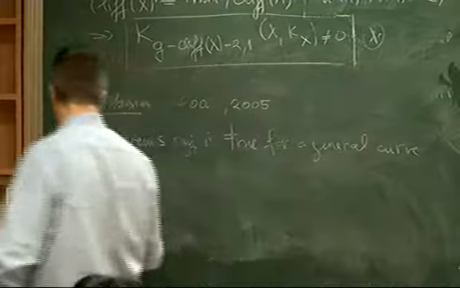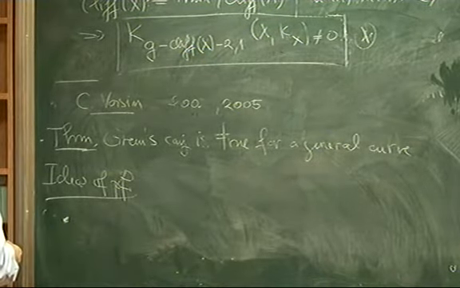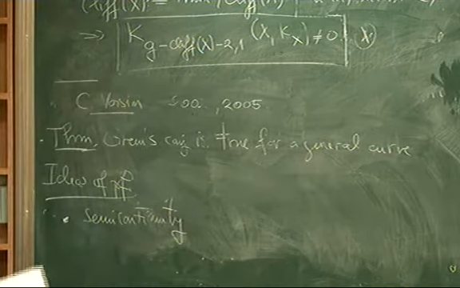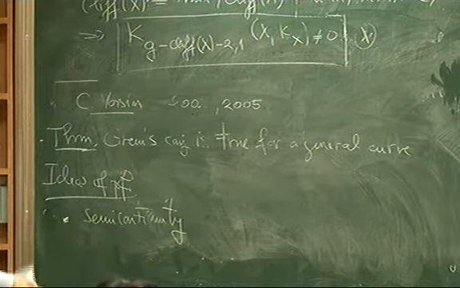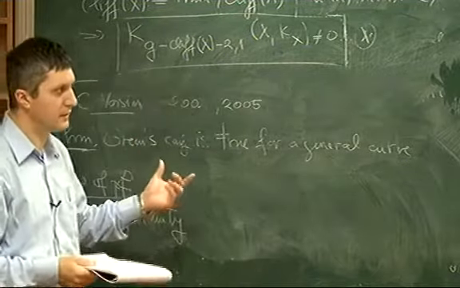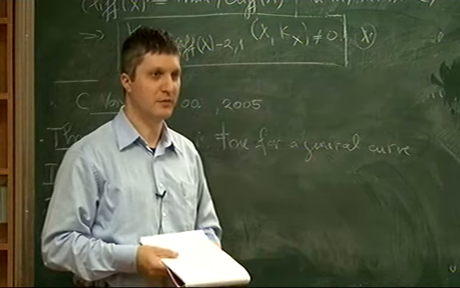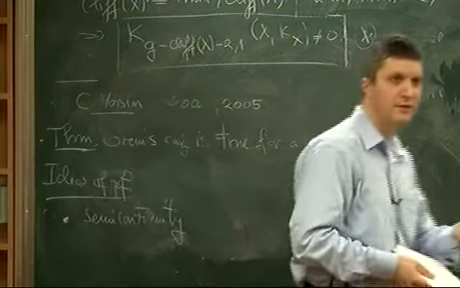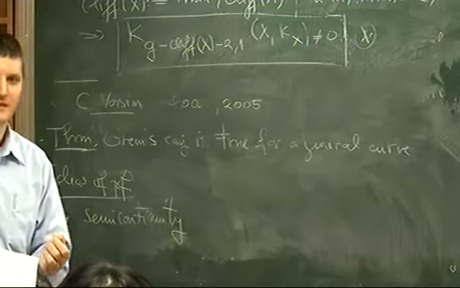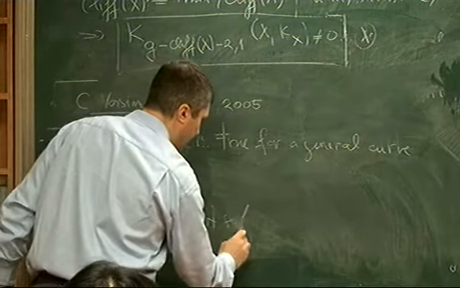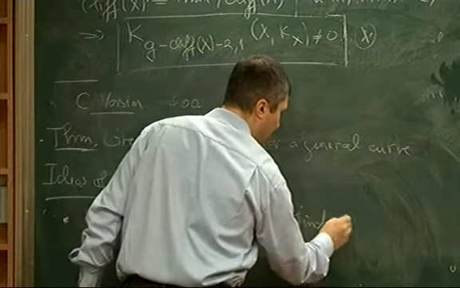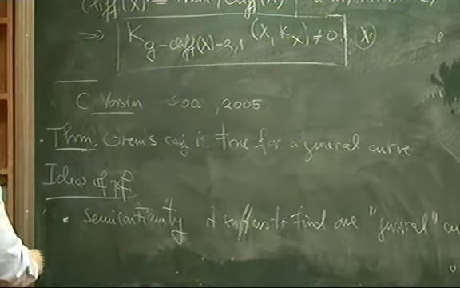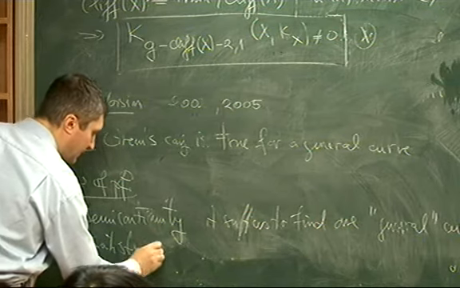Okay, so the first step would be to apply semi-continuity. Remember that Green's conjecture is a vanishing statement for a Koszul cohomology. And by semi-continuity, if we want to prove vanishing for some set, it suffices to prove vanishing for one given point. So by semi-continuity, it suffices to find one general curve, whatever general means, satisfying Green's conjecture.